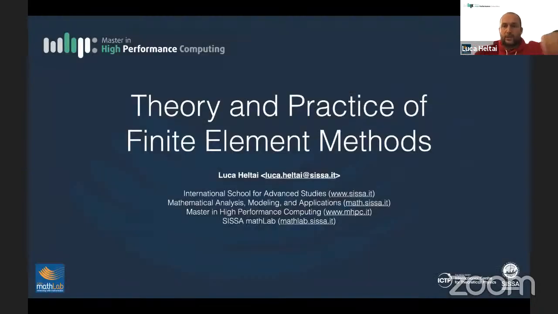So this is the introduction for the course Theory and Practice of Finite Element Methods. This course is thought as a course which is joined between the Master in High Performance Computing for the practical part and the PhD in Analysis, Modeling, and Applications. And these are the web pages of the various courses that are involved in this course in practice.